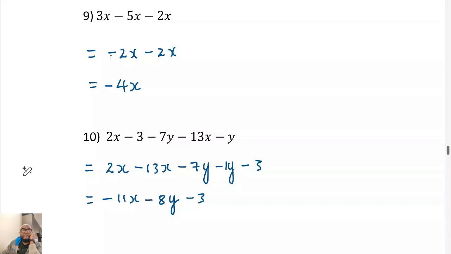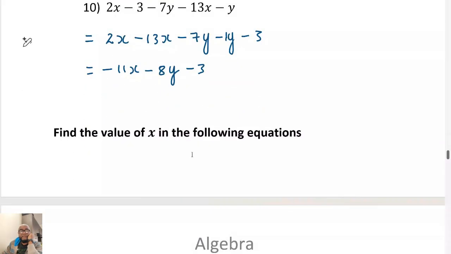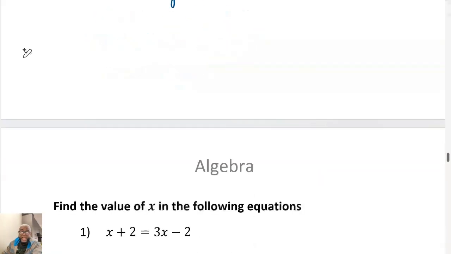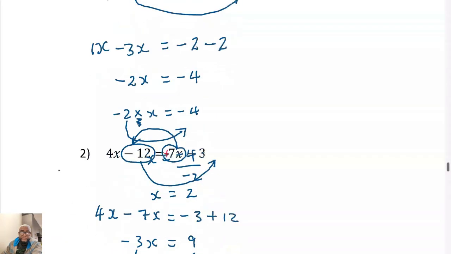Could I simplify anything further here? No. It has no more x's to add. It has no more y's. All these terms are unlike, and the number by itself is an unlike term, right? It's unlike x and y. All right, we have to solve these.